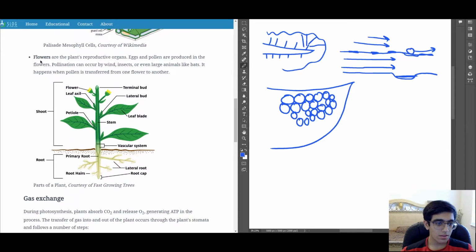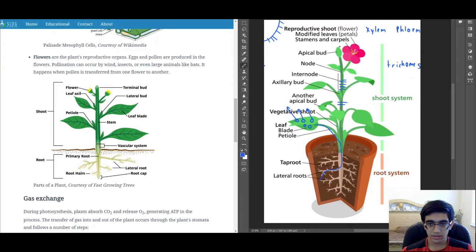Flowers are the third part of the plant, and as you can see here, these are the flowers, and here again, the flowers. Those are the plant's reproductive organs. Here eggs and pollen are produced, and pollination can occur by different organisms such as insects. Wind can also make the pollen travel from one flower to another, and large animals like bats can also transfer pollen. When pollen is transferred from one flower to another, that causes reproduction, which usually creates new fruits or seeds.